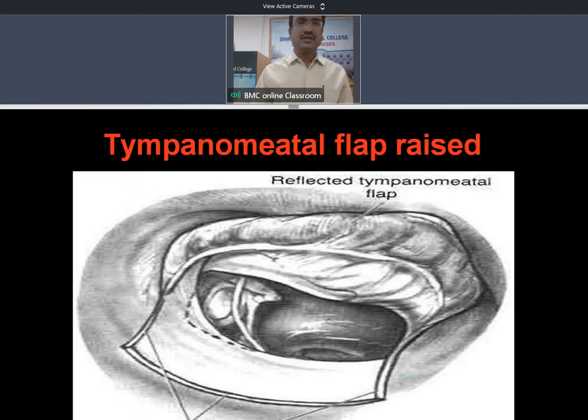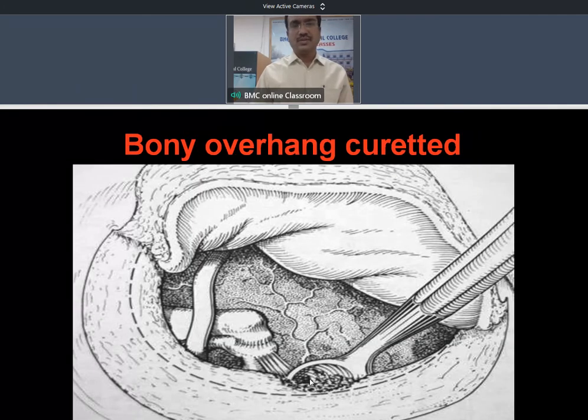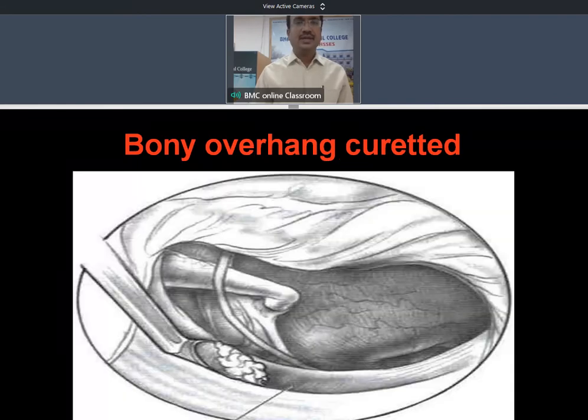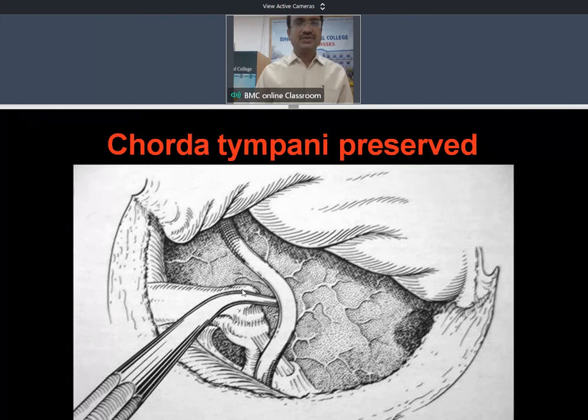Then you can proceed. This is the next step. We will remove part of the bony external auditory canal using a curette or a micro drill, so that you can see the entire footplate area. Then you can make a stapedotomy. So the bony overhang is curetted. Then you should separate the chorda tympani from the ossicular chain. The chorda tympani passes in between the long process of the incus and the handle of the malleus.